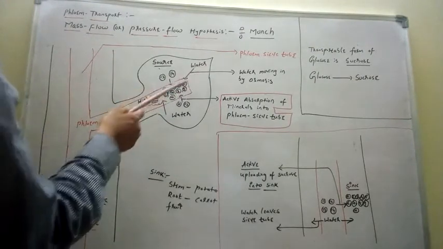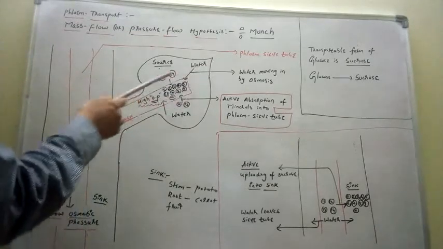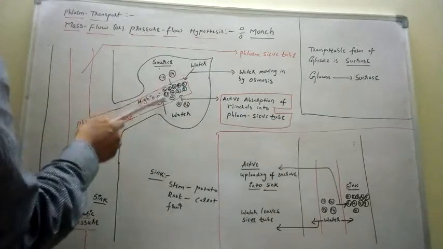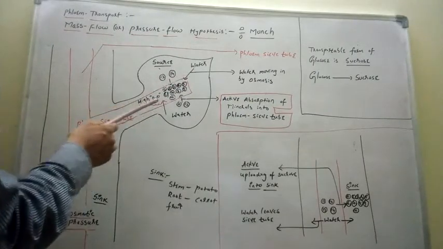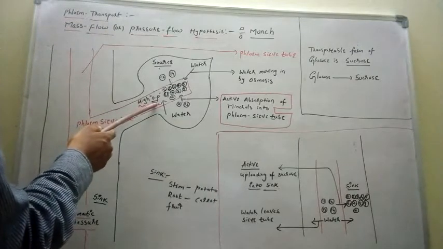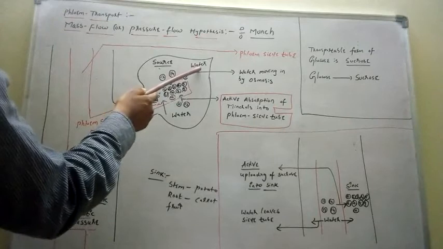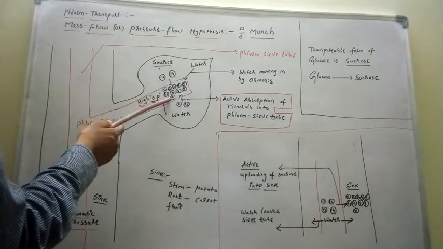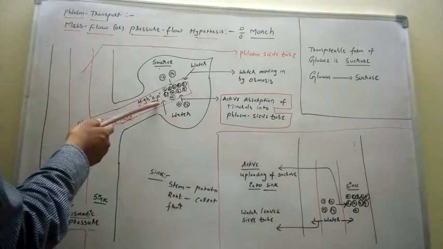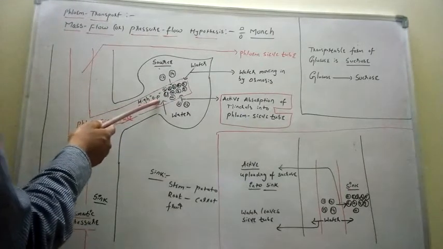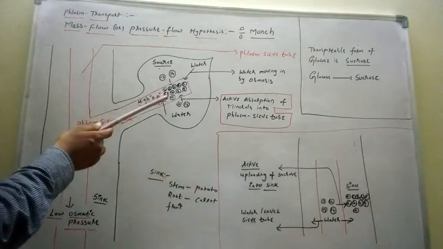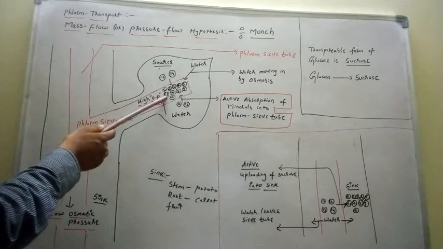So here, now when the sieve tube is completely filled with water, osmotic pressure increases inside the sieve tube. I repeat, when a large amount of water enters into the sieve tube, this large amount of water inside the sieve tube increases the OP. OP means osmotic pressure. Now this is the sieve tube, this is also the sieve tube. Now here, a large amount of water is present. Here, no water is present.